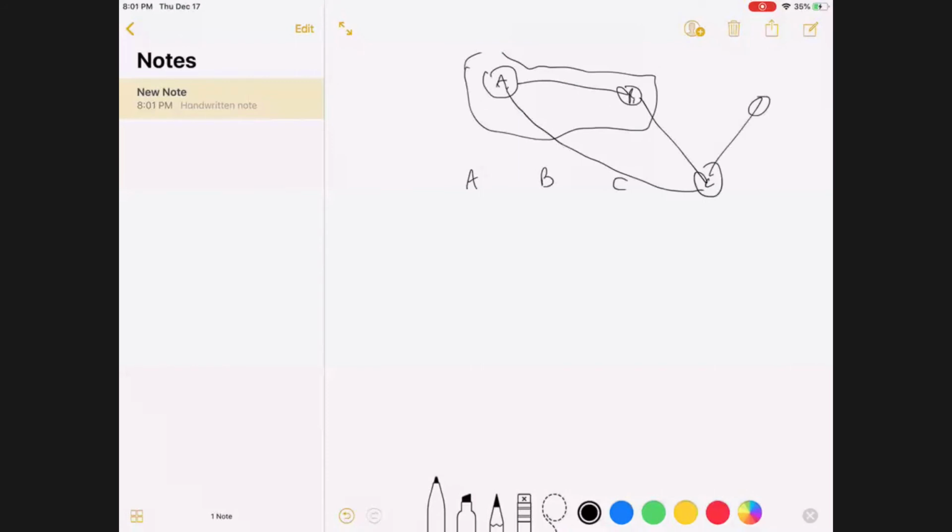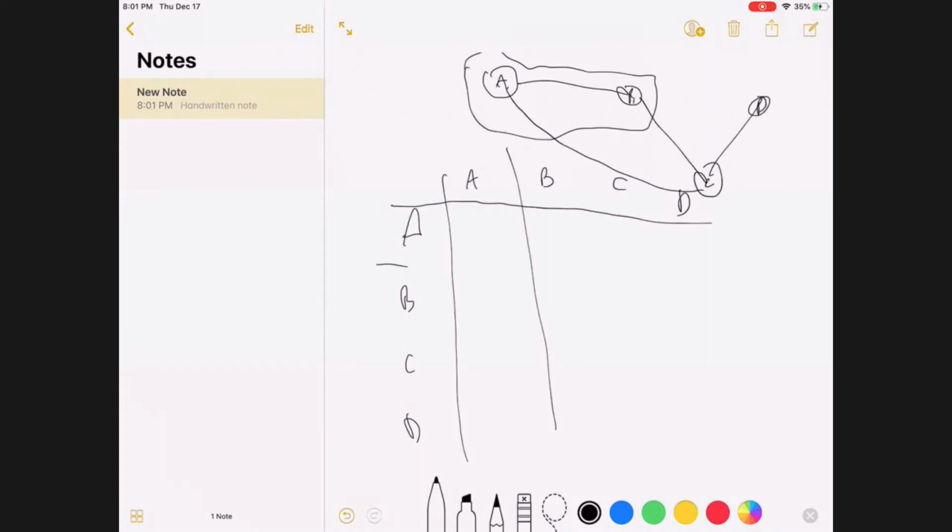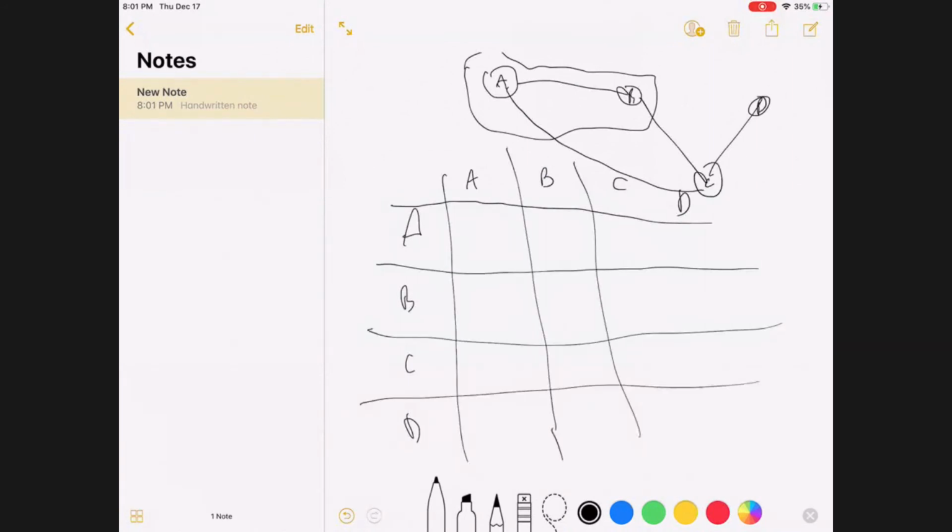Maybe C is also connected to D, right? So we'll just write a matrix, B, C, D. And we'll put a 1 whenever two elements are connected, and we'll put a 0 where two elements are not connected. This is how we feed a graph to a computer for analysis.